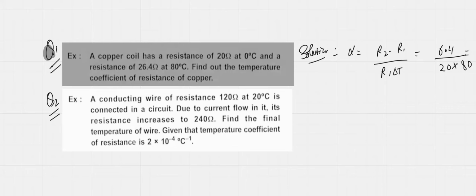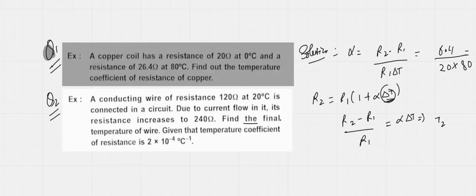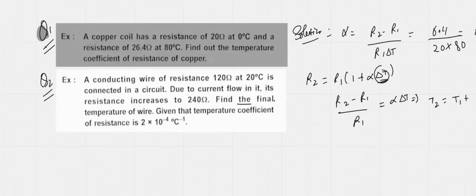Okay. So basically, again the same formula. R2 is equal to R1 times (1 plus alpha delta T). You have to focus on this part because I need the temperature to be calculated. So I can simply say (R2 minus R1) divided by R1 is equal to alpha delta T. So from here, T2 is nothing but T1 plus (R2 minus R1) divided by alpha. This is what the answer looks like. So we can just solve this one.